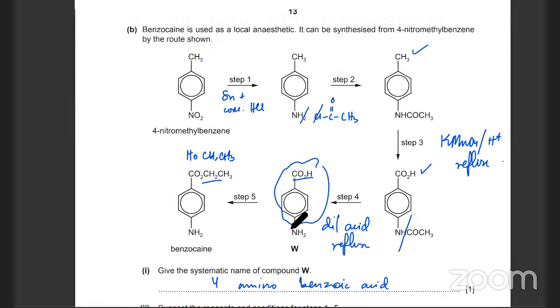So is this clear? All 5 steps. Mohammed, is this clear? Ethan? Adam, is this clear? Yes, sir.